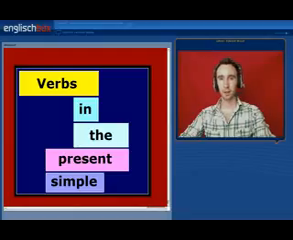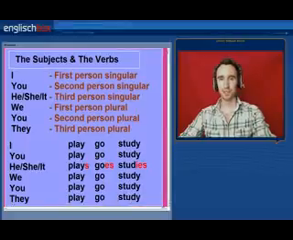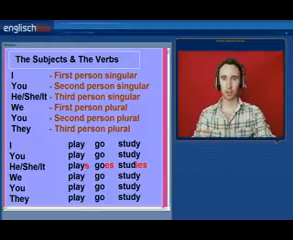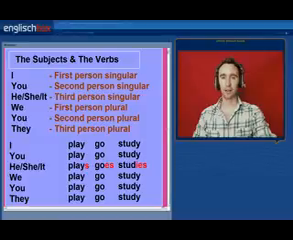Today we are going to look at verbs in the present simple. On the first slide you can see the different subjects. The subjects are I, you, he, she and it, we, you, and they.